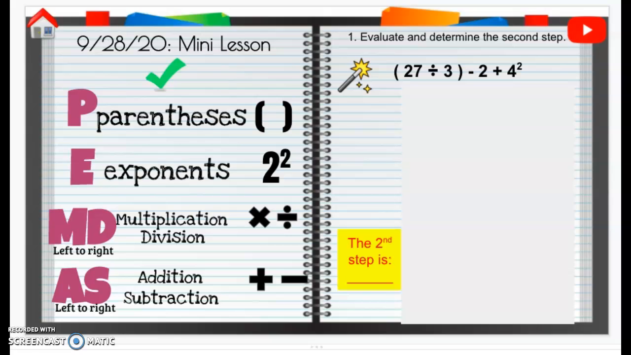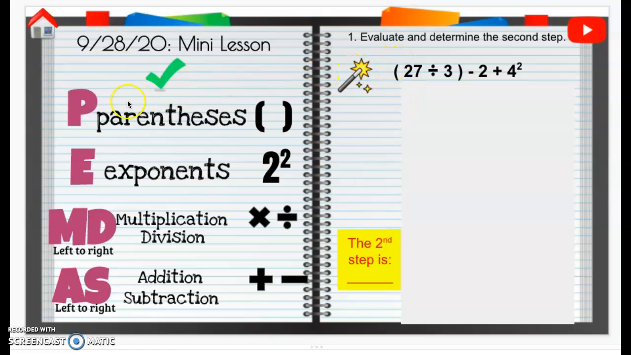So number 1, evaluate and determine the second step. So evaluate, there's our vocabulary word. That word evaluate means we're going to solve it. Then we're going to determine what the second step is. So let's solve it and then we'll figure out, okay, what is our second step?